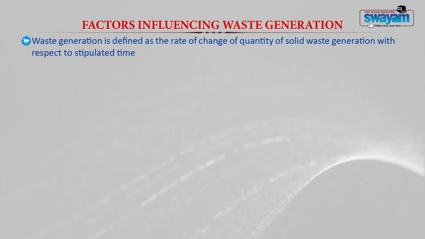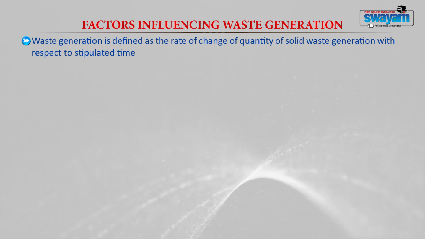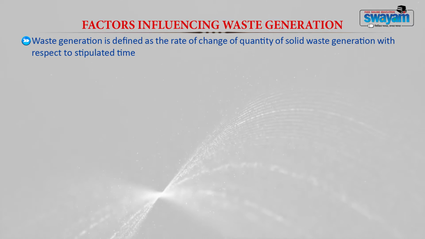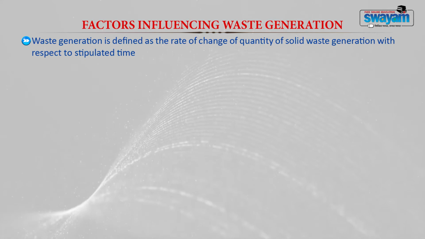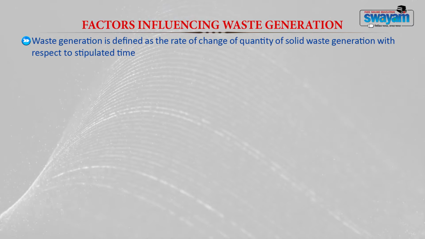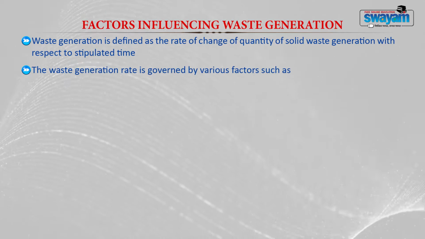Now, as I told you earlier, waste is generated from various different sources, be it a residential source, a commercial source, an industrial source or an institutional source. These wastes are generally collected and then disposed of at a certain place. This is how it is practiced in India. Now, there are certain factors which influence waste generation. Waste generation is defined as the rate of change of quantity of solid waste. The generation varies with respect to time. Within a certain time, it keeps increasing and is governed by a lot of factors.